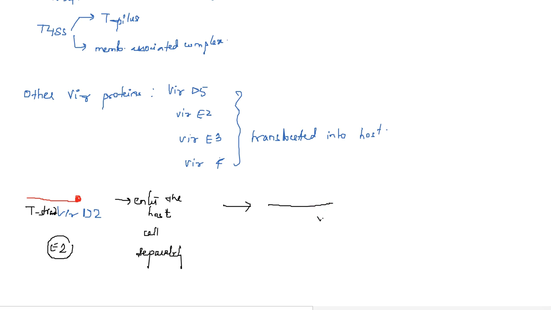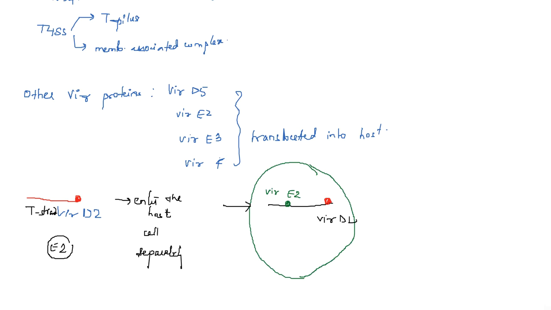Here is the D2, here the black colored part is the T strand, and this Vir E2 is going to assemble inside the host cell. This is inside the host cell. Assembly of Vir E will be inside the host cell. Got it?